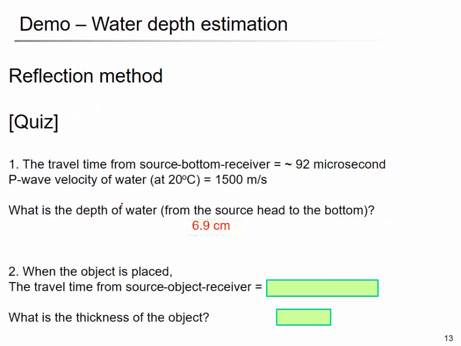So, we can just ignore these numbers. We did it with different numbers. With our case, it was about, 얼마였지? 180 something? And the depth of water was about 13.5 centimeters, and the object thickness was about 6 centimeters. So the numbers are different, but that's how it works.